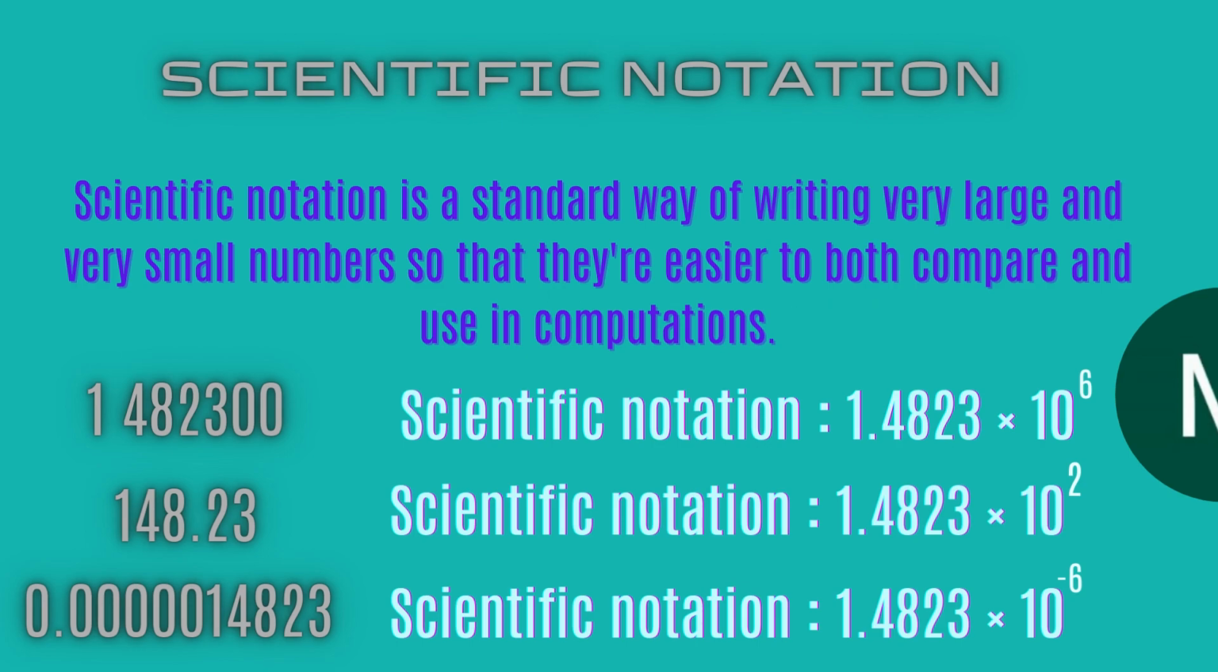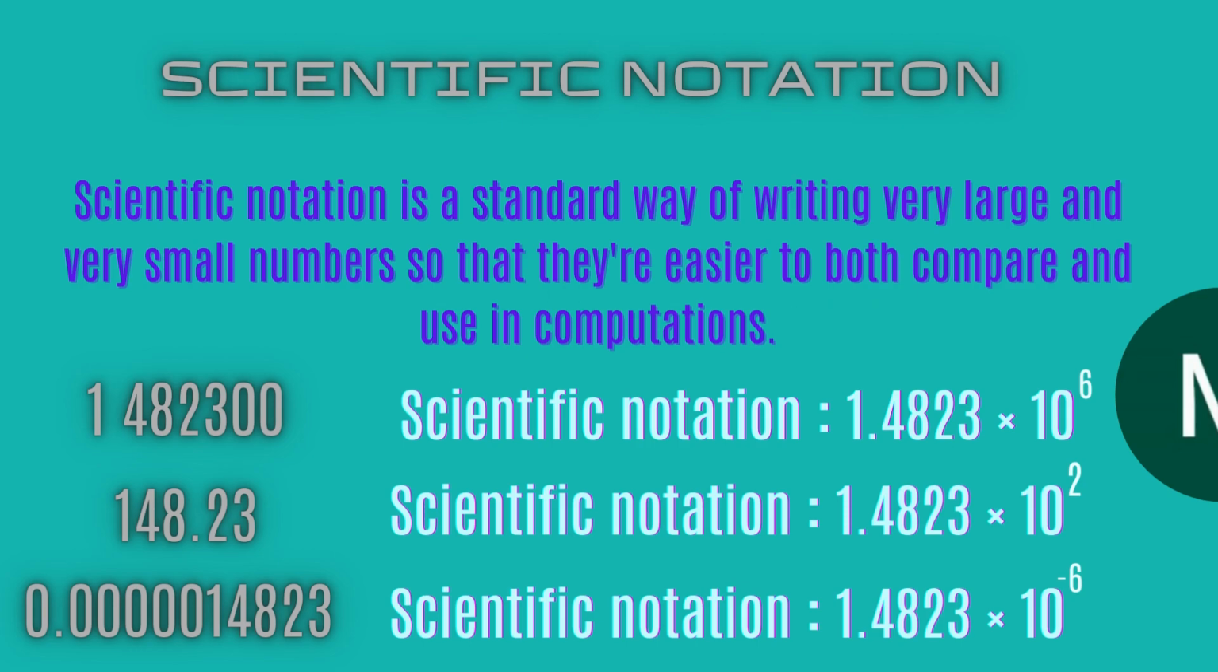Basically, what we are doing is creating a coefficient with a value from 1 to 10. Then we are counting how many places we moved the decimal. The number of places we move the decimal becomes the exponent, which you place on the top right of the power of 10. The second example is a similar one. It's just a little bit smaller number.